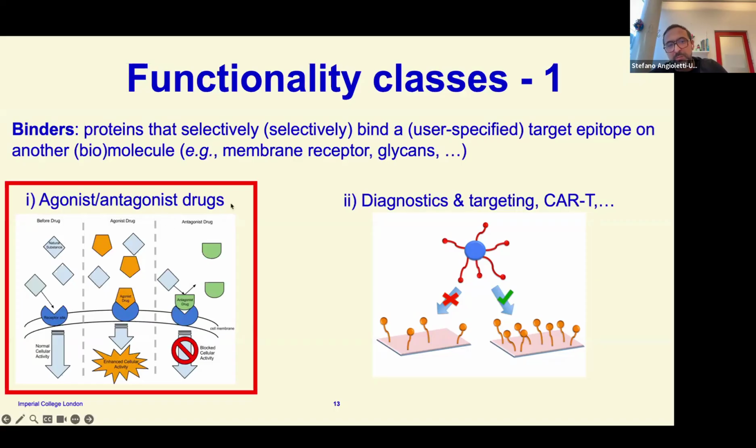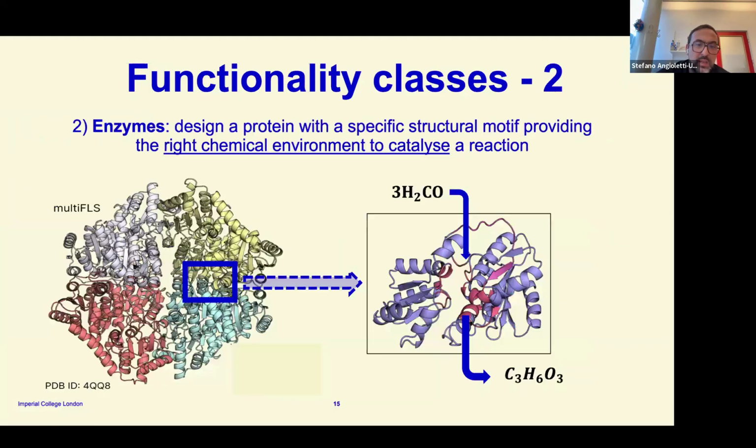While you can use protein binders as drugs, you can also use them purely as diagnostic and targeting agents, and you can use them, for example, for CAR-T technology and many other uses. Okay. The other functionality class that people talk about when talking about proteins is enzymes.